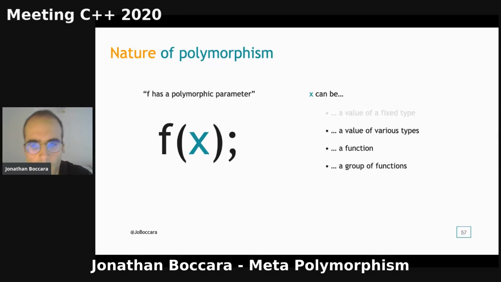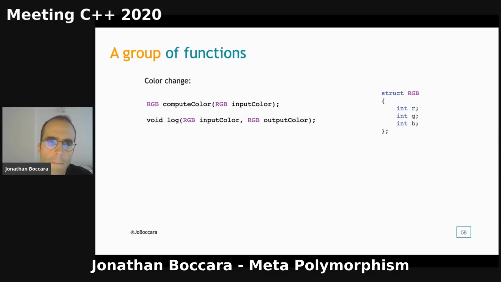Before getting into all that, let's see what it means to have polymorphism on a group of functions. What does that mean, a group of functions? Still in the domain of squares and shapes, imagine we have a function that computes a new color based on an input color. Let's say colors are RGBs, just for the sake of the example. And we have compute color that takes a color and produces another color based on that input color. And we have another function that's associated with it, that's a log. So this log takes the input and the output and produces some logging about what happens in the computation.